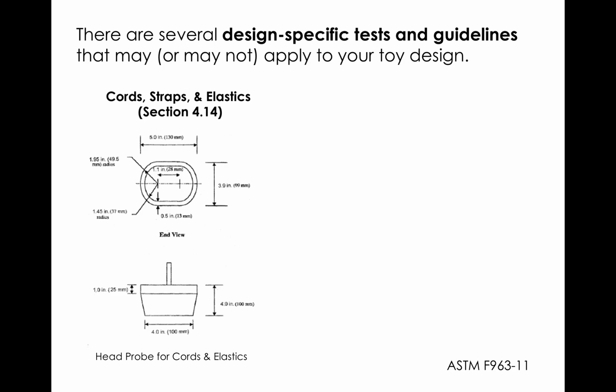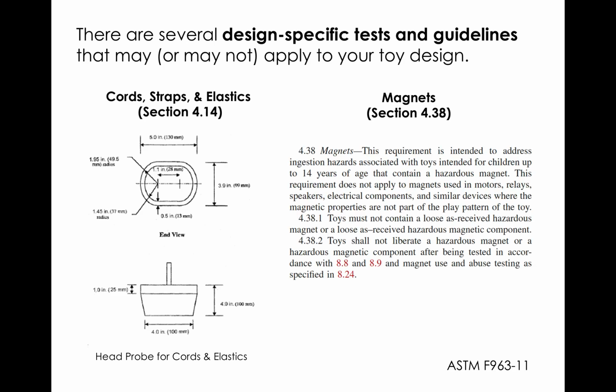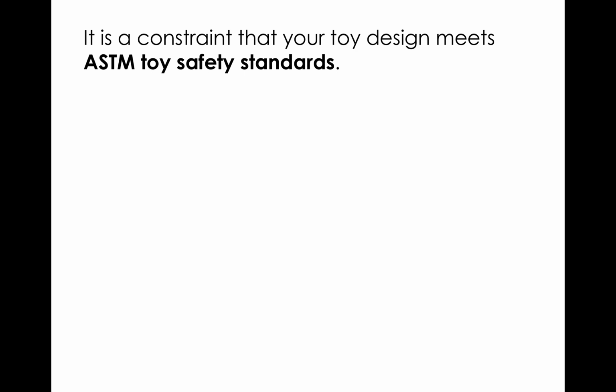Okay. Magnets. I've heard a lot of people talking about magnets. Okay, there are regulations on magnets. You want to check section 438. The biggest one is basically up to 14 years of age. You don't want any free floating magnets. So you don't want a high strength magnet that's just kind of loose in your toy. You want it to be embedded into the part, and you want to make sure that it never comes loose during regular use and abuse testing. Okay, but check out section 438 for magnets if you're thinking about magnets.